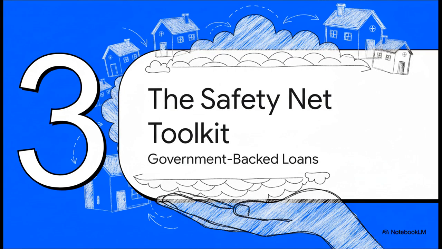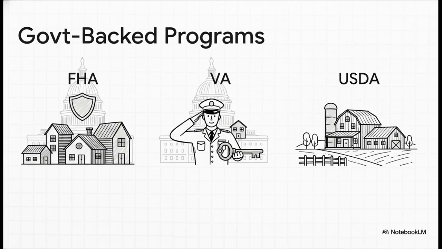But what happens if you don't quite fit that conventional mold? Well, that's where our next toolkit comes in. These loans have a built-in safety net from the US government, all designed to help more people get into a home. And you've got 3 main players on the field here. Each one is designed for a very specific purpose. FHA loans for just making homeownership more accessible, VA loans for veterans and service members, and USDA loans for people in rural areas.